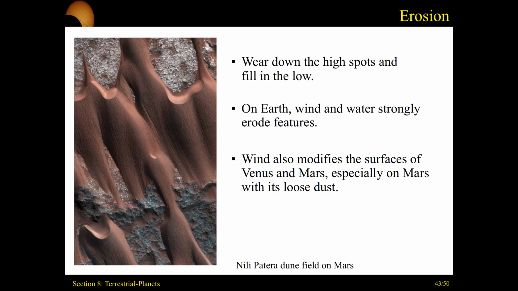So on Earth, wind and water are the biggest contributors to erosion. And the winds can change the surfaces, change the features. Loose dust will fly around. So as that dust moves, the surface features can change slightly.